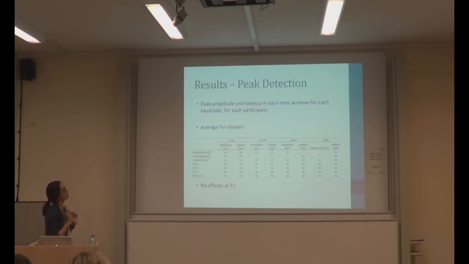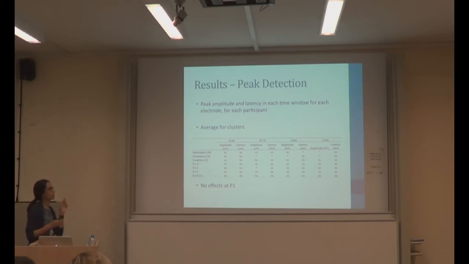Okay, so in terms of peak detection, we take the window we've defined for each of those electrodes we've selected that we're interested in. For each participant, we then look in the window and select the maximum amplitude and the corresponding latency for every electrode of interest, for every component window of interest, and for every participant.